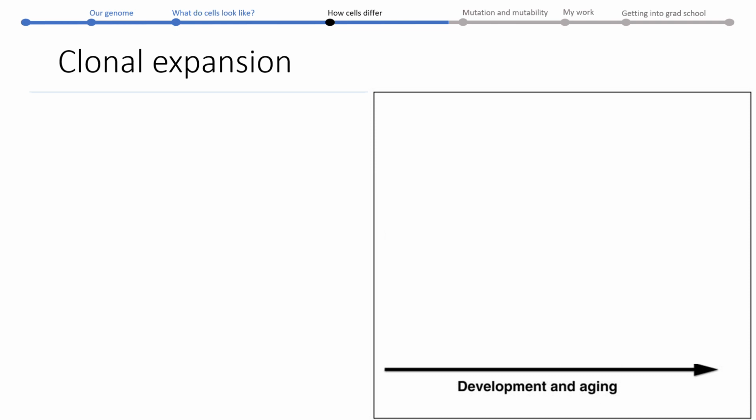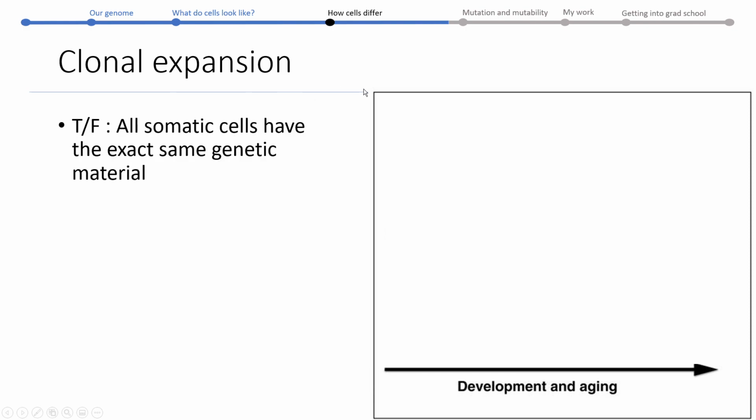The final topic in our question of how cells differ is this concept of clonal expansion. The previous two topics, epigenetics and expression, talk about how cells are different and how this allows cells to perform many different functions. Clonal expansion is less about how cells can do different functions and more about some nuanced differences between cells that you may not be aware of.